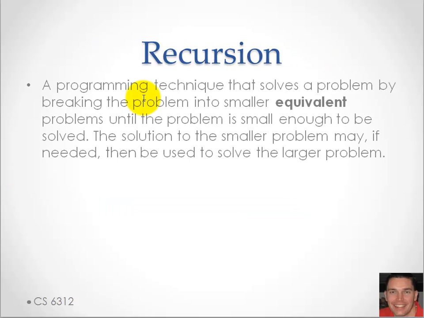So to give a more in-depth definition of recursion, it's just a programming technique that solves a problem by breaking the problem into smaller equivalent problems. The keyword here is equivalent. We're saying we can't solve this problem, but to solve it, we can solve a smaller equivalent problem until we break that down into a problem that's small enough that it's very easy to solve. And then the solution to the smaller problem may be propagated back up to help us solve the larger problem.